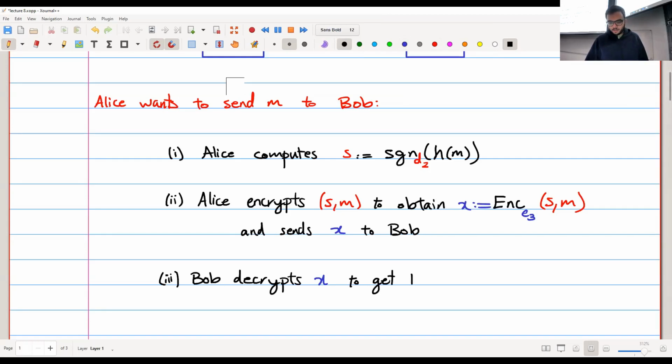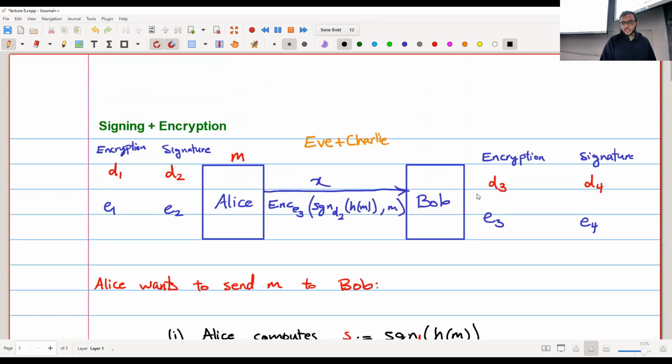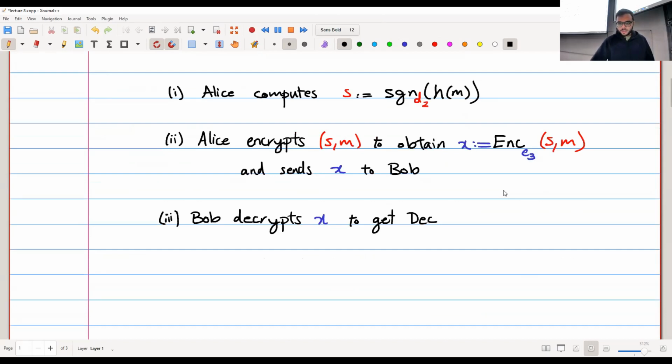So he's decrypting. First of all, in order to get X in the first place, I encrypted using E3. So I can just use the corresponding secret key to decrypt. So Bob uses D3 to decrypt. Decrypt using D3 of X. And this is, again, by definition, as we said before, since X was the encryption of S and M, the decryption of X is just S and M.